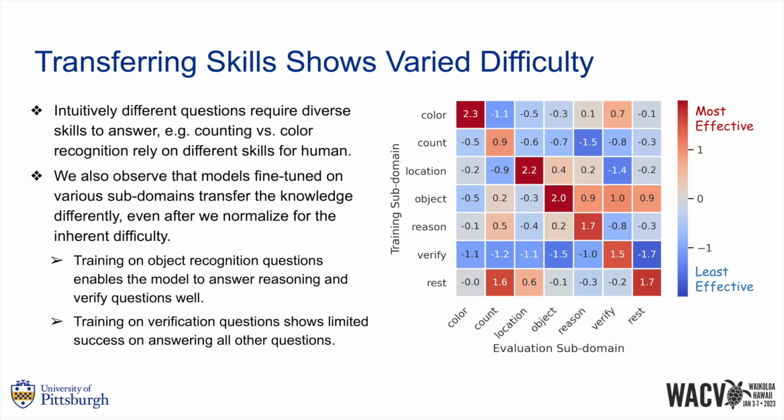Next, we took a closer look at question-characterized subdomains. Specifically, we trained multiple models with the full source dataset together with questions just coming from a single subdomain from the target. We did some normalization to account for the intrinsic difficulties. We see some patterns, like training on object recognition questions enables the model to answer reasoning and verification very well. However, if trained on verification questions, the model seems to only learn how to make binary decisions on the target domain.